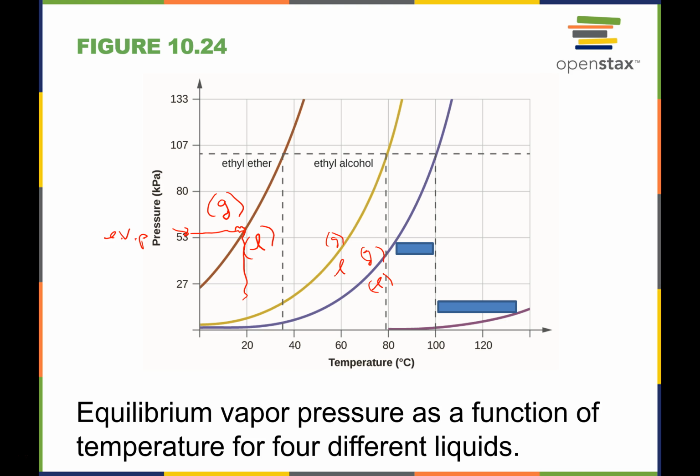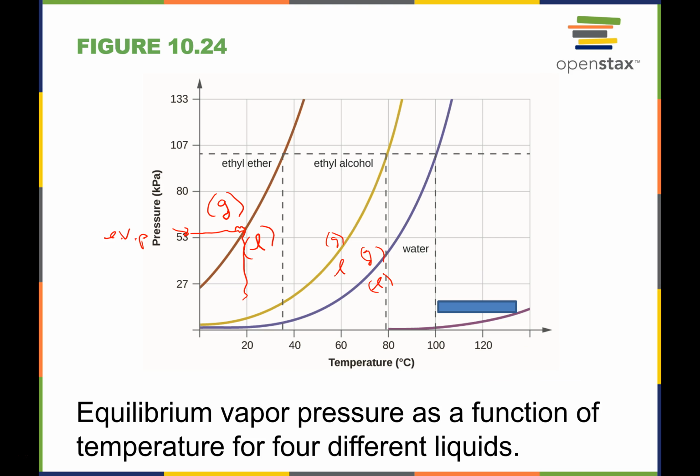Ethyl alcohol, maybe 20 degrees. It's the yellow one. So for the yellow one, let's pick 20 degrees Celsius. Let's go up. Is its equilibrium vapor pressure greater or less than ethyl ether? It's less. Lower equilibrium vapor pressure, less volatile. Does that look right to you? Yeah.